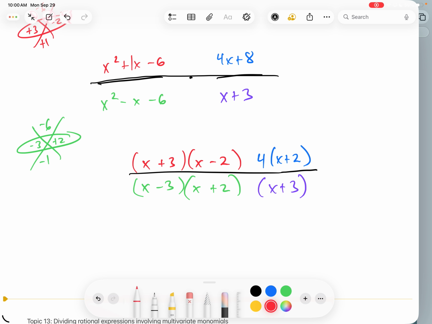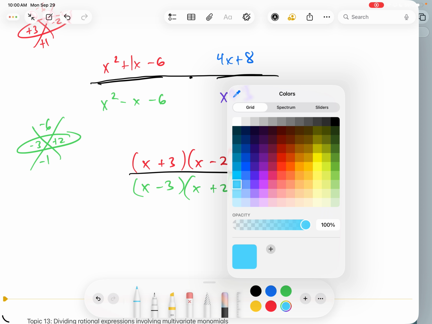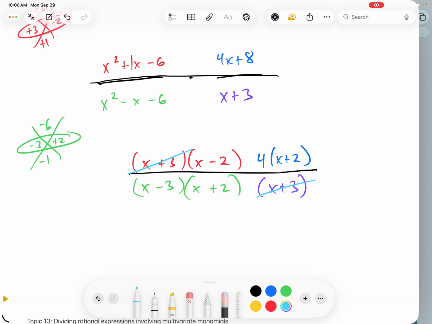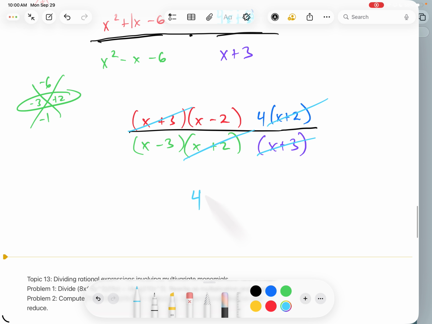Okay, so these problems are long. All right, to simplify, x plus 3, x plus 3, x plus 2, x plus 2. So we are left with 4 times x minus 2 and x minus 3. So that whole problem simplifies down to just that right there. Like I said, when you work these out, usually at least one thing's going to cancel out. Usually it's like 2 to make it a much smaller problem.